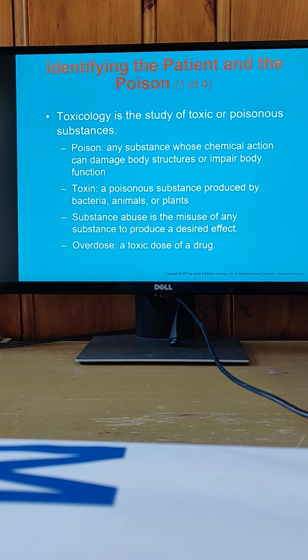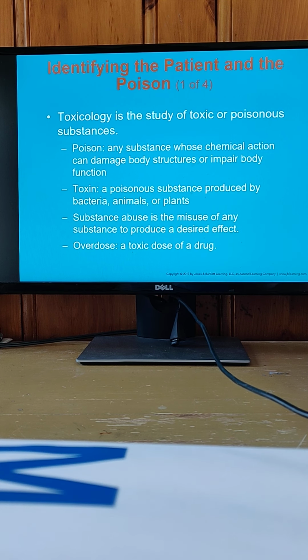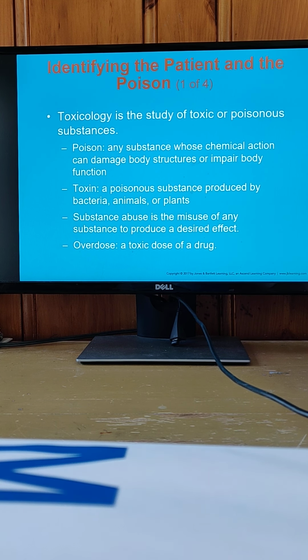Okay? Substance abuse. Substance abuse is the misuse of any substance to produce a desired effect. And an overdose is a toxic dose of a drug. So let's go back to substance abuse real quick. Prime example: you break an arm and the doctor prescribes you an opioid, let's say hydrocodone or OxyContin, for pain. He gives you enough medication to last you a week. Well, some people can get addicted to it. Some people don't.